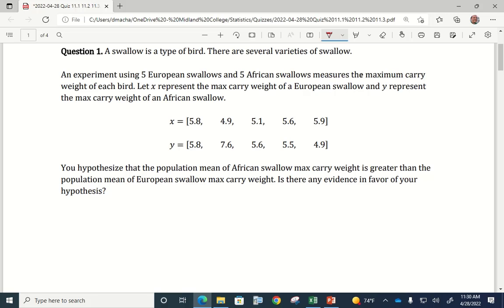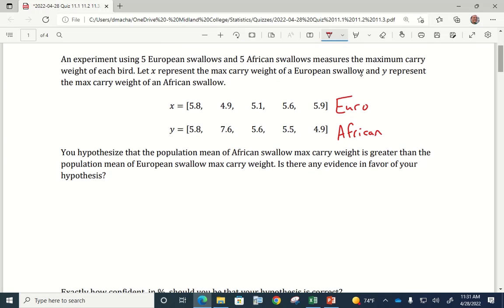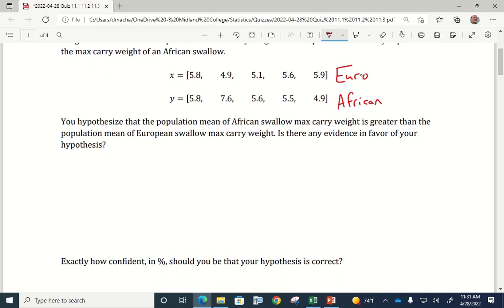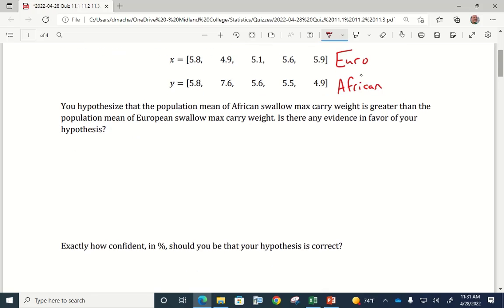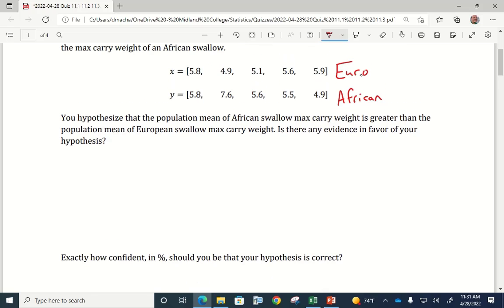So it says a swallow is a type of bird. There's several varieties of swallow. In an experiment using 5 European swallows and 5 African swallows, they somehow measure the maximum weight that each bird can carry. And so X and Y are the heaviest weight that the bird is capable of carrying for the 5 European swallows and the 5 African swallows.